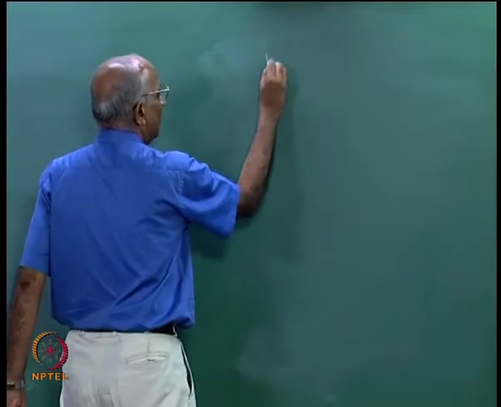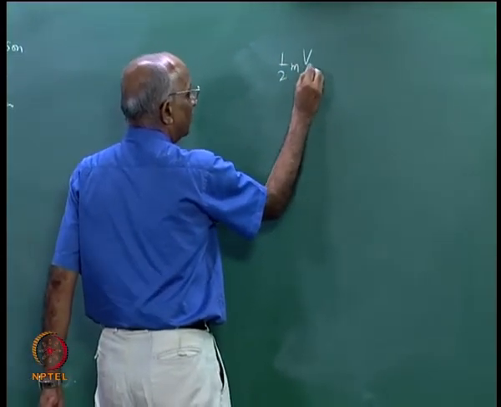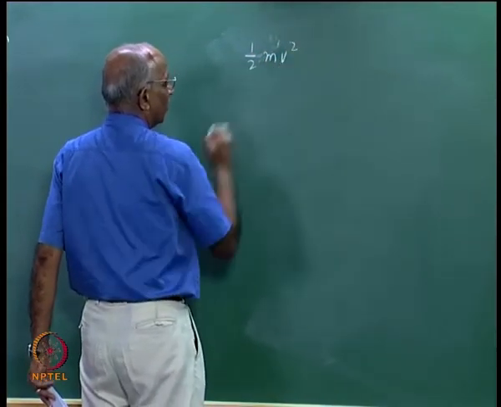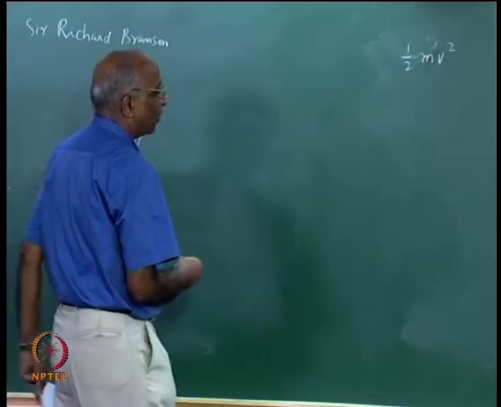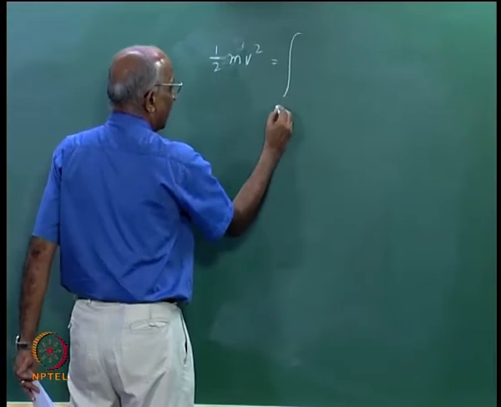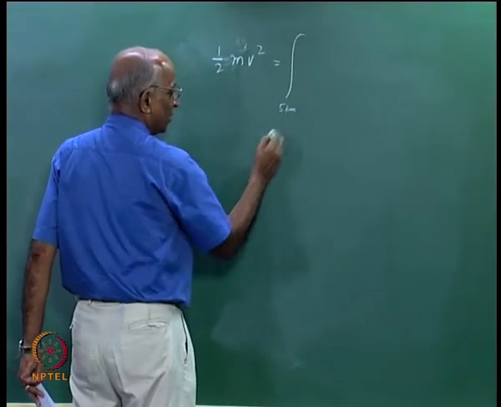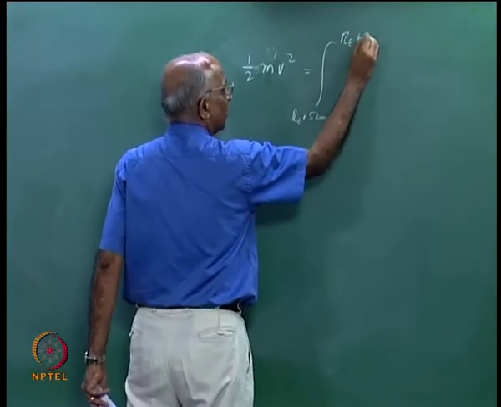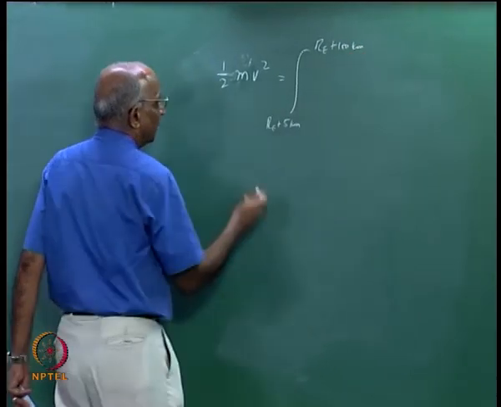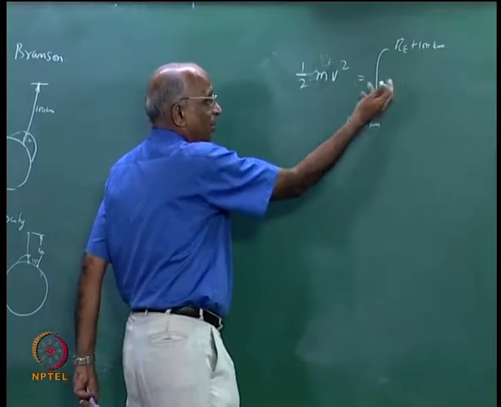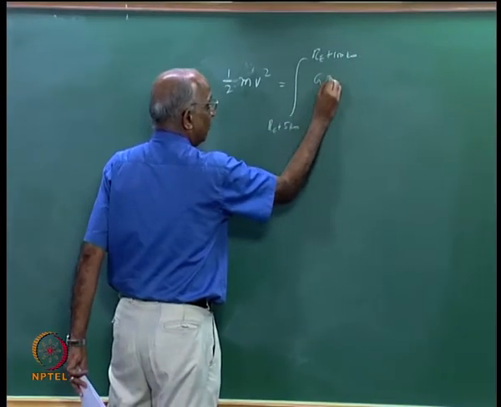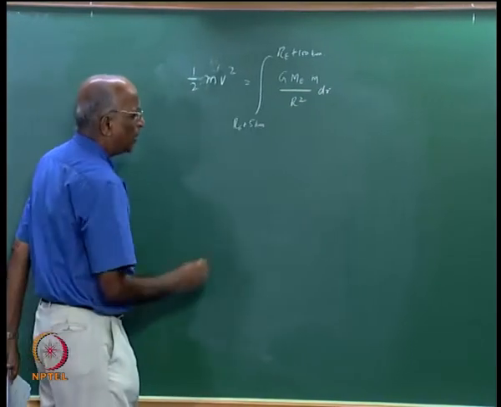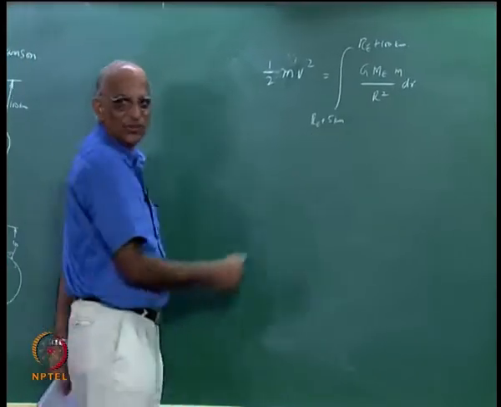We say half m v square, where v is the velocity, is the net kinetic energy that we are giving. This must be equal to the work done. I start from 5 kilometers above the surface of the earth, that means Re plus 5 kilometers, and go to the radius of the earth plus 100 kilometers. What is the work done? G Me m by r square in a small distance dr, this is the work. Therefore, as I go from this to this, it is equal to this.